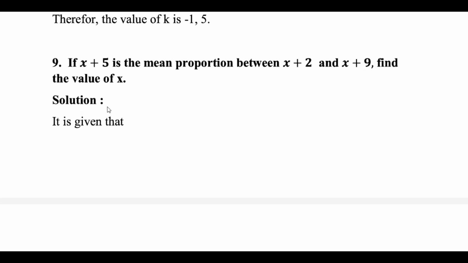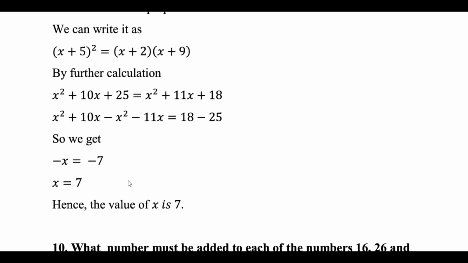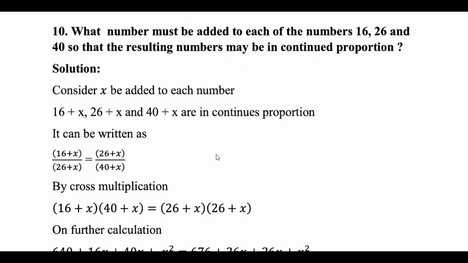If x plus 5 is the mean proportion between x plus 2 and x plus 9, find the value of x. So come to the solution part. x plus 5 is the mean proportion between x plus 2 and x plus 9. So we can write (x plus 5) square is equal to (x plus 2) into (x plus 9). After that, a little bit of calculation, that is the simplification. You will get x equal to 7. You can take a screenshot of this particular sum. Come to the next problem.